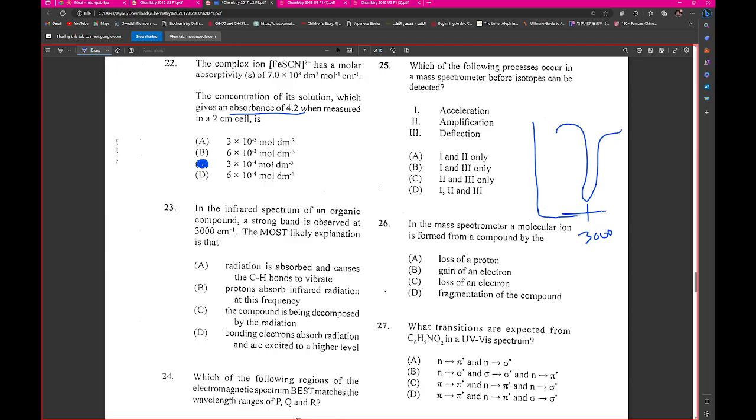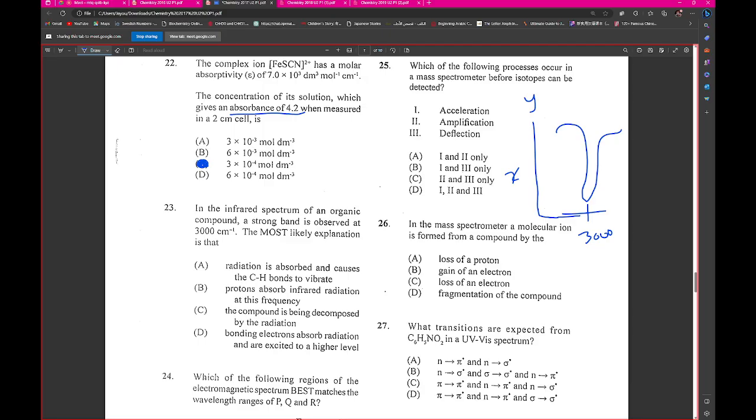Do we know how the graph looks? We have the wave number here, and on the y-axis, what will we have? Absorbance or transmittance? How do we know the difference between I naught and I? Alright, we don't know, so let's just write X there. But what would be the answer, since we don't know? A. So radiation is absorbed and causes CH bonds.